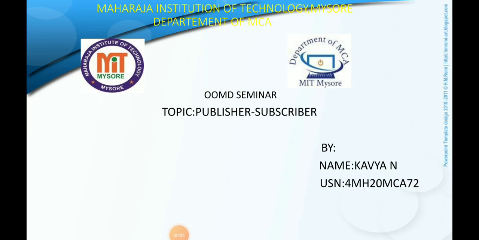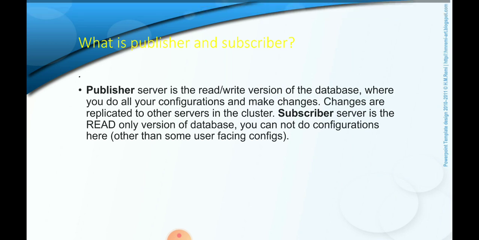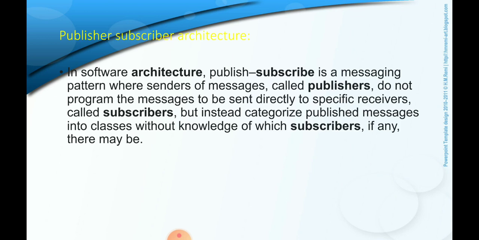Today I am going to present a seminar topic about publisher and subscriber. What is publisher and subscriber? Publisher server is the read or write version of the database where you do all your configurations and make changes. Changes are replicated to other servers in the cluster. Subscriber server is the read-only version of the database. You cannot make configurations here, other than some user-facing configurations.